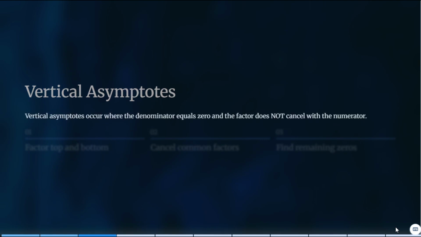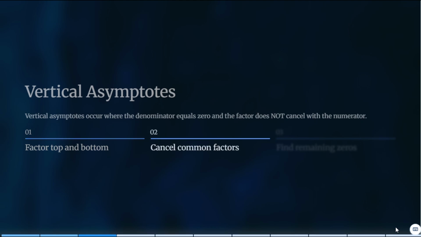Vertical asymptotes occur where the denominator equals 0 and the factor does not cancel with the numerator. So in order to find those, you'll need to factor both top and bottom, cancel common factors, and find remaining zeros if any.